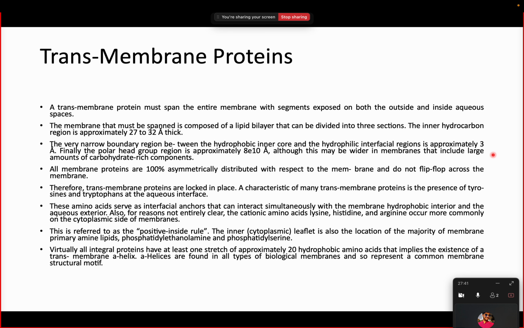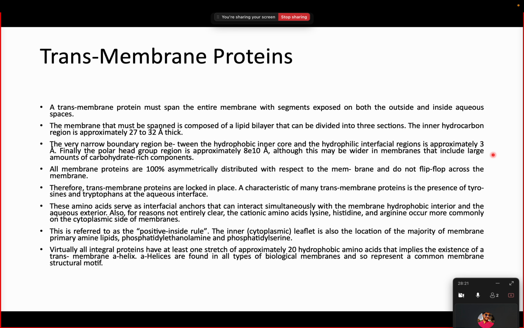You will understand when we see the representative figure, because we know that the lipid bilayer thickness is to some extent 4 to 4.2 nanometer. Hence, if a protein is traversing this, the protein must span the whole membrane, right? So this is a generic idea of the size of a transmembrane protein based upon the known fact that membranes are this much in thickness. All membrane proteins are 100% asymmetrically distributed with respect to the membrane and do not flip-flop across the membrane. Therefore, transmembrane proteins are locked in place.